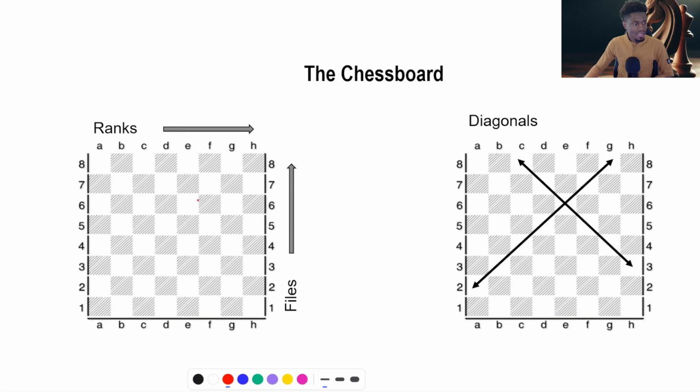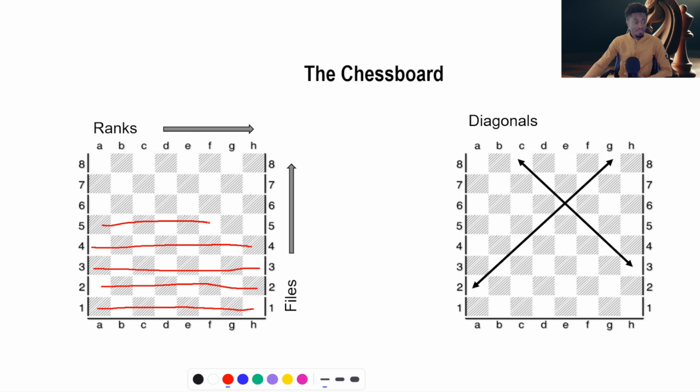Okay, so ranks are the squares that go across, okay? And the ranks will go according to the numbers. For example, this here will be the first rank. The other one will be the second rank. And this will be the third rank, fourth rank, fifth rank, sixth rank, seventh rank, and eighth rank. So notice the ranks are the squares that go across, okay?